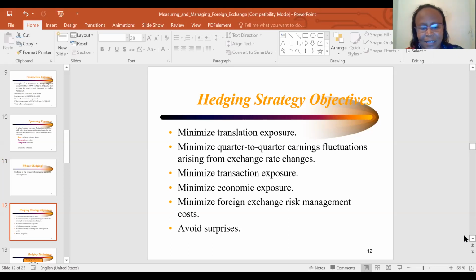Remember, we were discussing different regimes of exchange rates or systems, and we talked of the fixed one, and we said it gives certain returns to investors. So you will avoid surprises when you protect yourself or you hedge against those exposures.